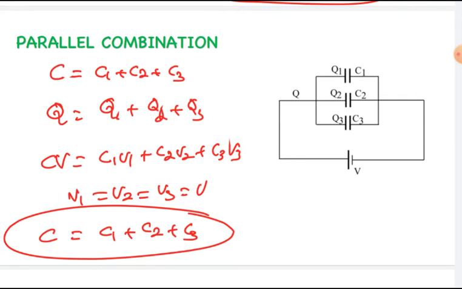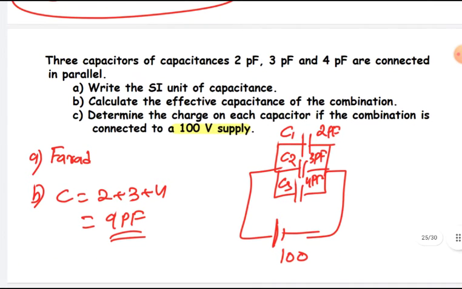V is equal to V1 plus V2 plus V3. In this situation, V is same, and here we have to calculate Q. Q is equal to CV, that is C1 V1 plus C2 V2 plus C3 V3. As I said that V is same, we can write C is equal to C1 plus C2 plus C3. Okay.